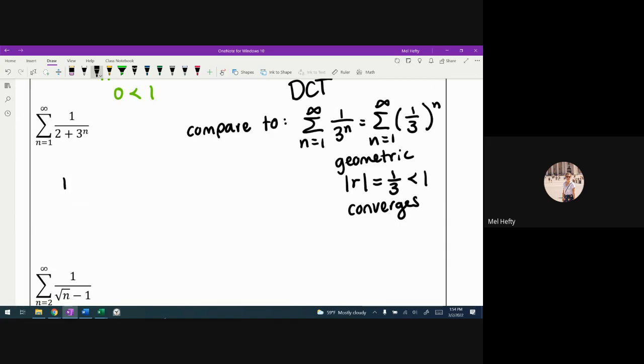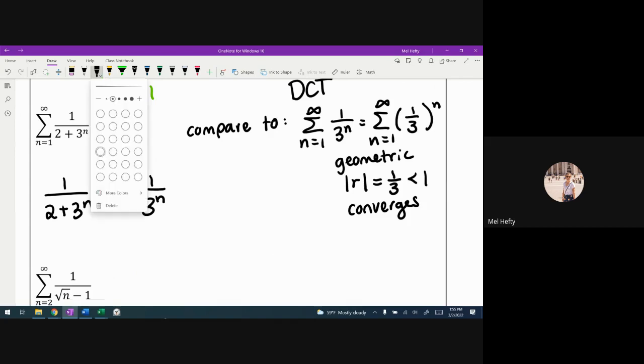Let's see if we can get this. I'm going to write the one I want to know about and the one I do know about. The one I do know about converges. So what inequality symbol do I want to have there? Less than. Is that inequality symbol true? I think it is because I'm adding 2 to the denominator. That should make my fraction smaller.